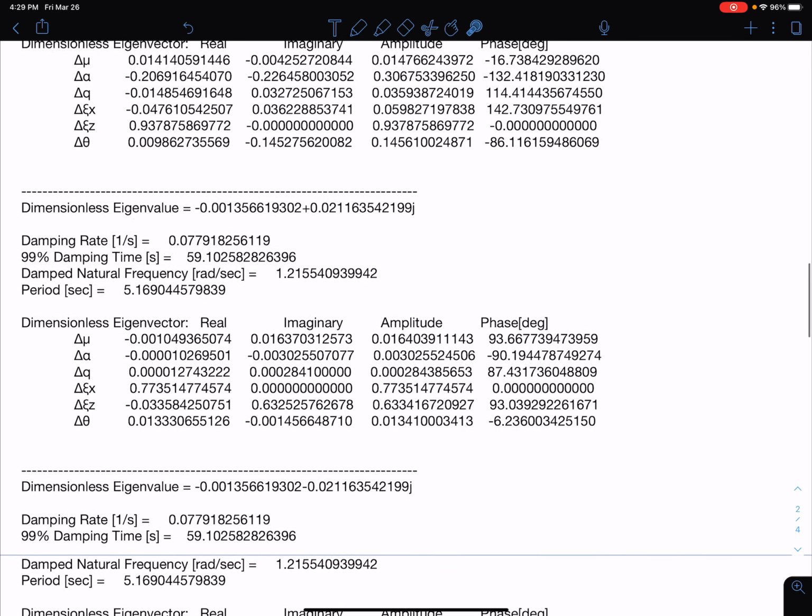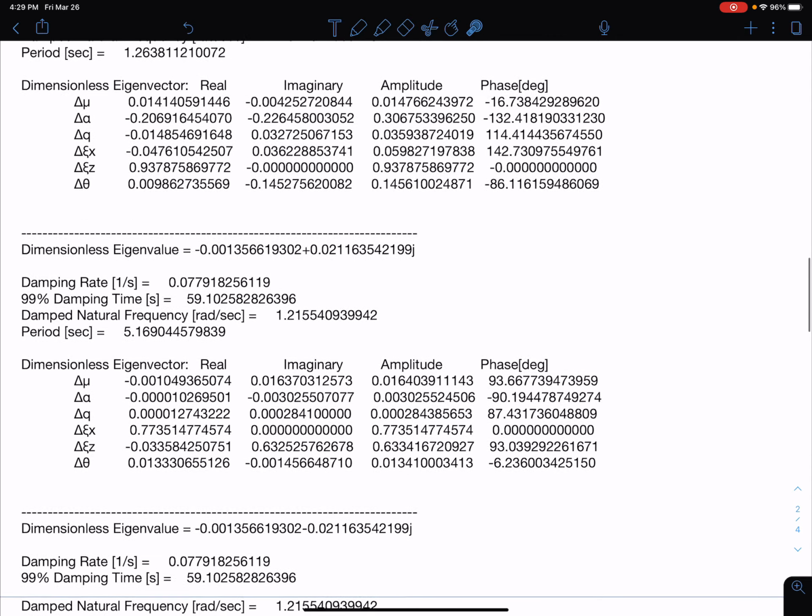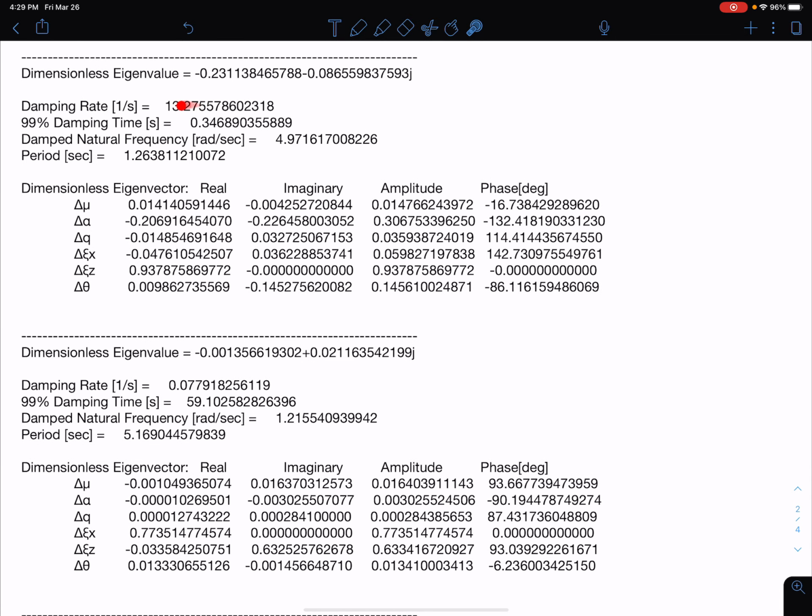Okay, let's scroll down to the next eigenvalue. This is the next eigenvalue that came out of the system. Again, this is a complex number, and it has a complex conjugate as the eigenvalue just below it. Let's go through and see what we can learn about this. This damping rate is much smaller than our previous one. I'll scroll back up so we can see that relative to the short period mode. This is very lightly damped, and it has a 99% damping time of roughly 60 seconds.